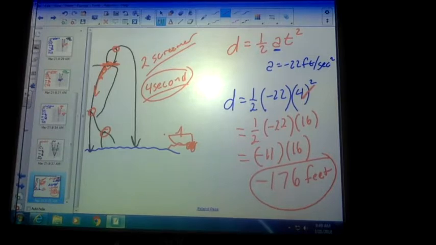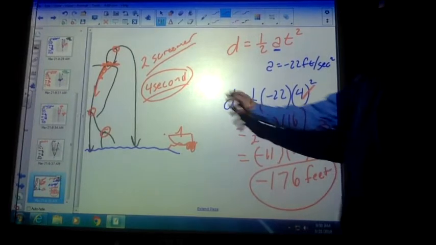I will tell you, there's 176 feet. Think about this. That's a 17-story building. Oh my lord. Yeah. How did you get all the way up there?